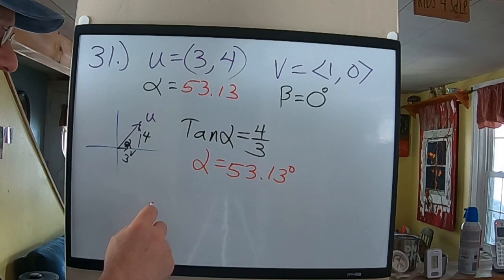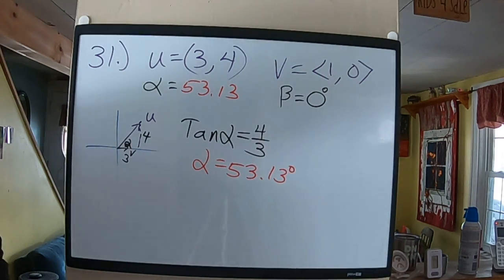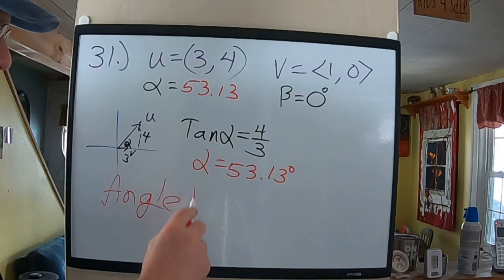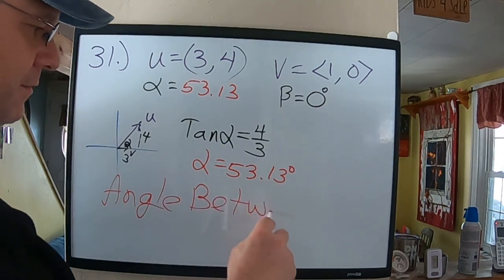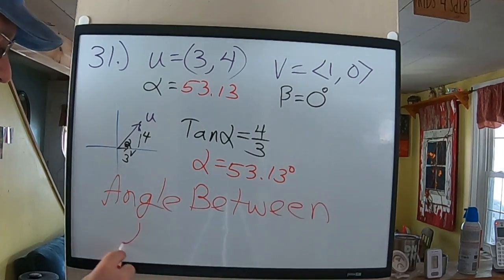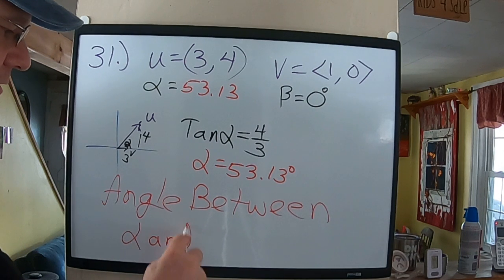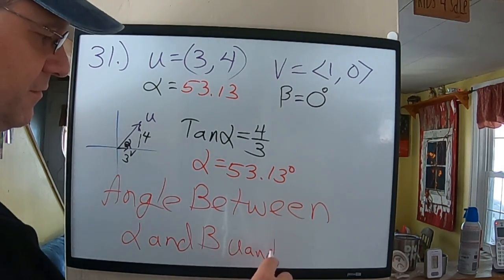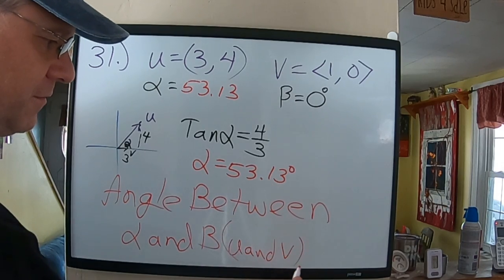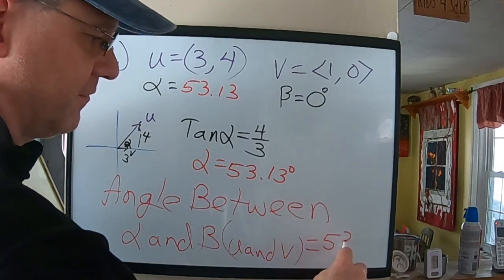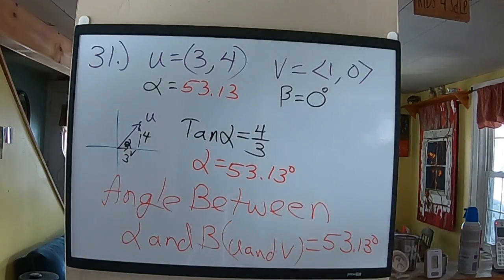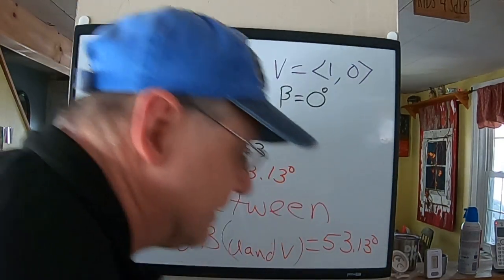So your final answer, an angle between alpha and beta, or U and V, is 53.13 degrees. Now that one was excessively easy.